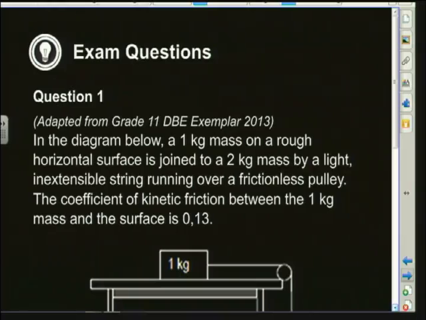So let's dive straight into the first question. The first question is taken from the grade 11 Department of Basic Education exemplar from 2013. Now, I'm sure some of you are going, but Tracy, why are we doing grade 11 work? Because this is grade 11 work, and you are going to be asked it like you did in grade 11. Maybe add a little bit of grade 12 work to it, a little bit of momentum, a little bit of work, energy, and power, but it's all the same thing. So this is where we're going to start.